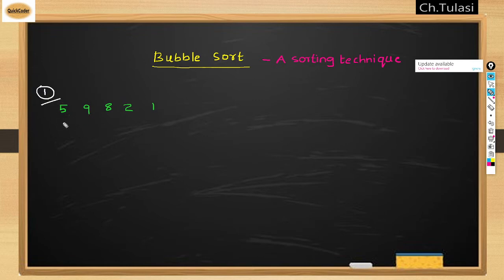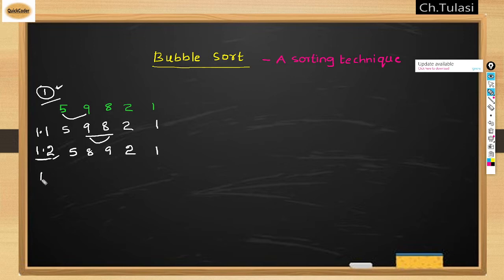This is the first iteration. In the first iteration, first comparison, you will compare these two, 5 and 9. This is a small number, this is a big number, so as it is: 5, 9, 8, 2, 1. In the first iteration, second comparison, 9 and 8. 9 is big, 8 is small, so let's swap it: 5, 8, 9, 2, 1.